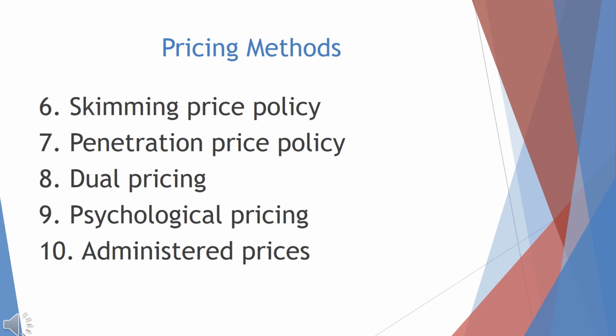Next, administered pricing. Administered prices are the prices of commodities fixed by the government to prevent unnecessary price hikes, black marketing and shortage in supply. Government may resort to administered price for essential raw materials like steel, cement, fertilizer, etc., which are very essential for industrial and agricultural development.